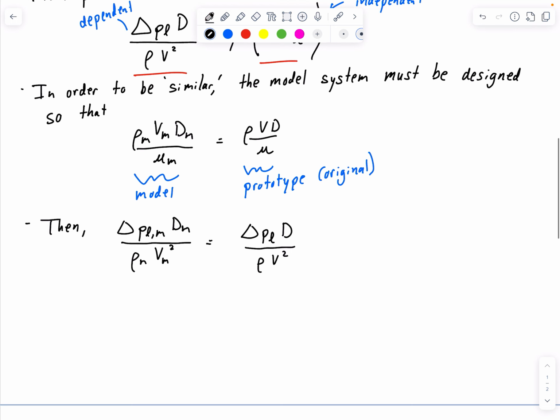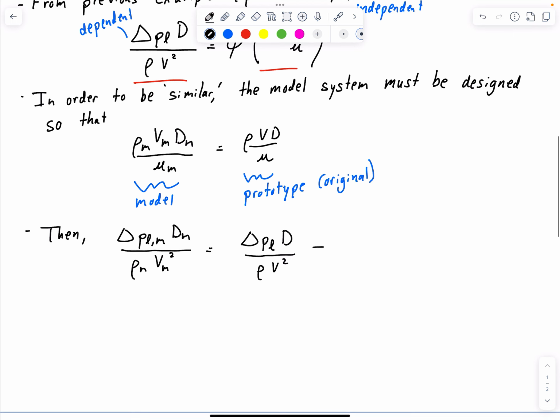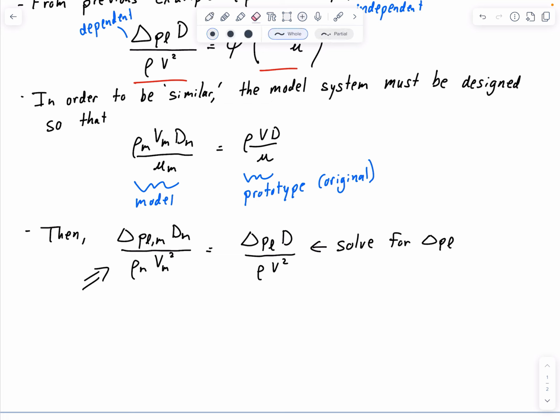Now this is nice because what we can do here is solve this equation for delta P sub L. If we go and do a bunch of experiments with these parameters, then we can come back to this expression and solve for delta P sub L. And what we find here is that we have this series of ratios.